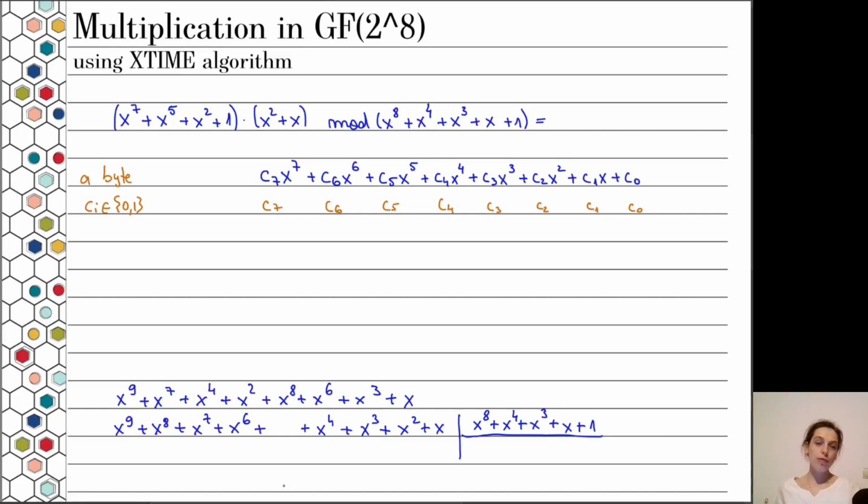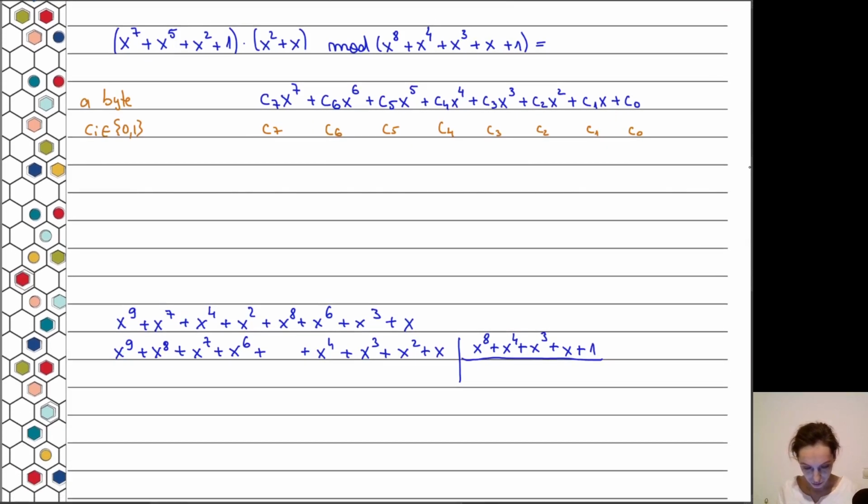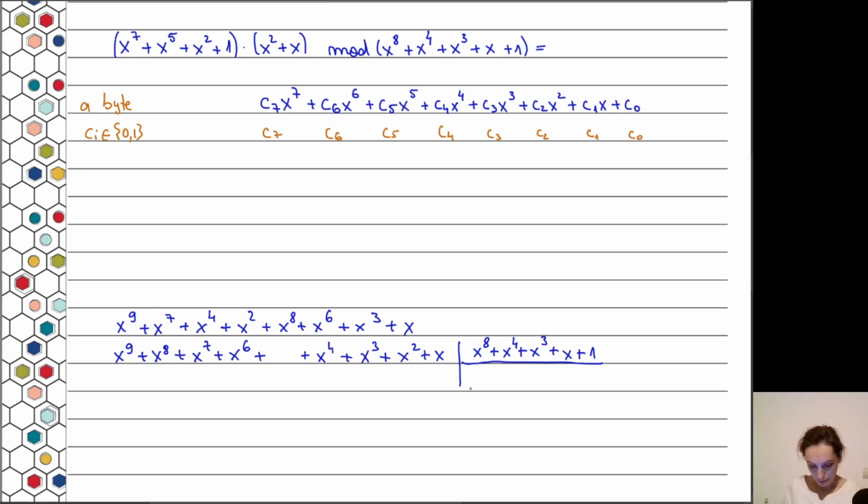Hello! In the previous clip, we have seen how to multiply these two polynomials, and we reduced them modulo an irreducible polynomial. Now we will use this irreducible polynomial due to the fact that we want to see how to use the XTIME algorithm, which uses this irreducible polynomial. So in order to check the two methods, we will apply the first method for this irreducible polynomial, and then we will use the XTIME algorithm in order to see how to multiply them.